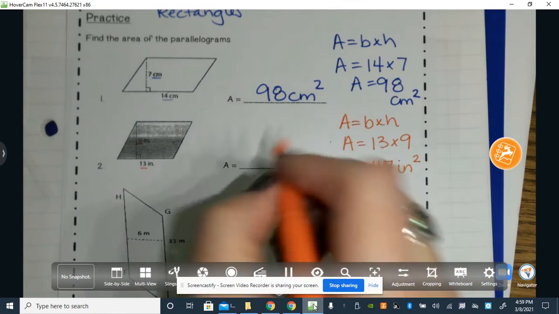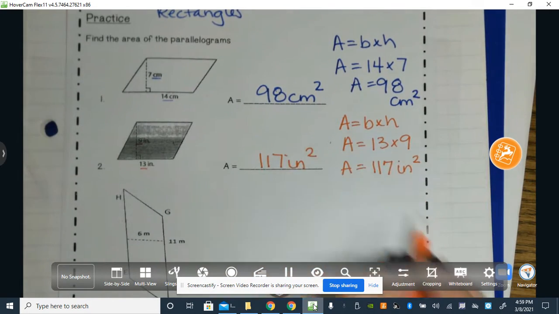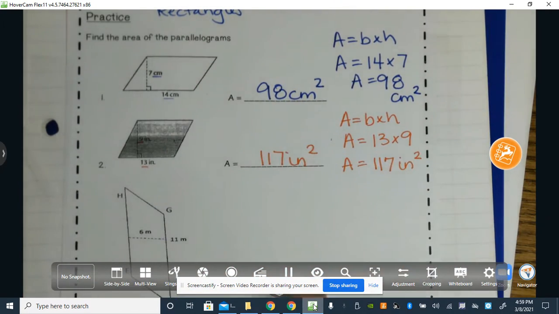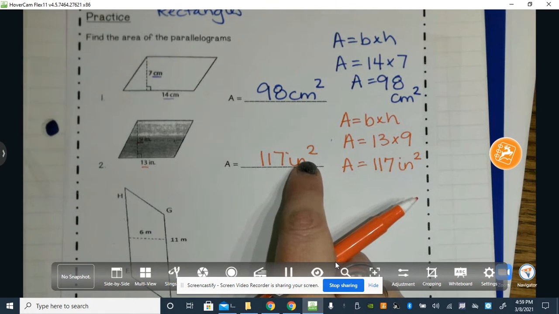I'm dealing with area, dealing with squared units. When you deal with volume, you deal with cubes. But right now, the area will always have a 2.